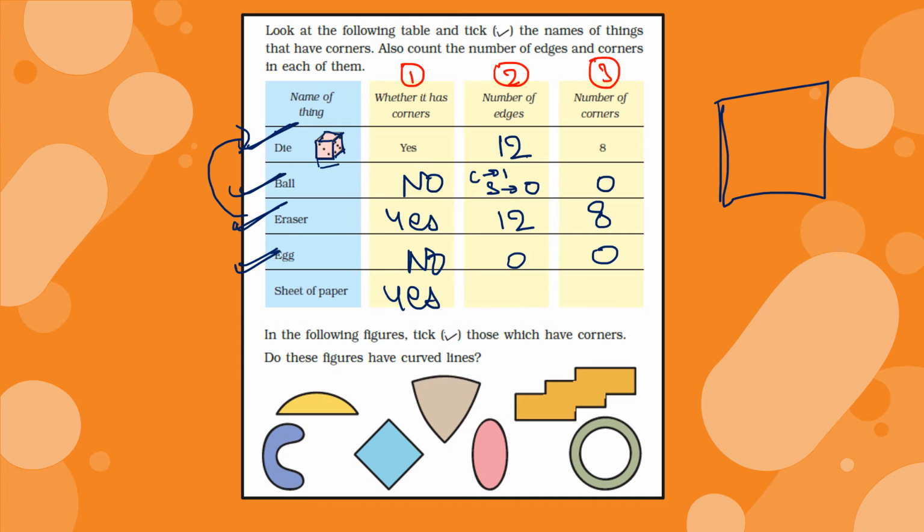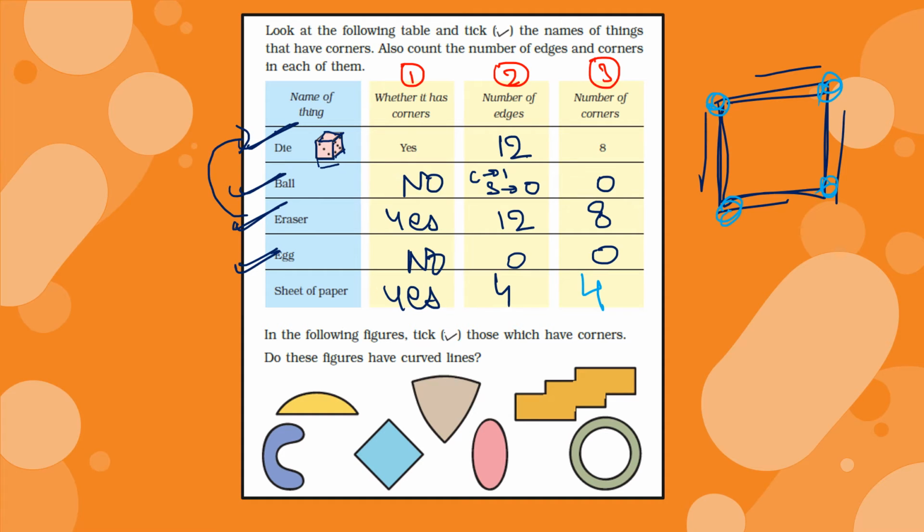This is a sheet of paper. How many edges? 4. 1, 2, 3, 4. How many corners? 1, 2, 3, 4. Easy? Okay. Next.